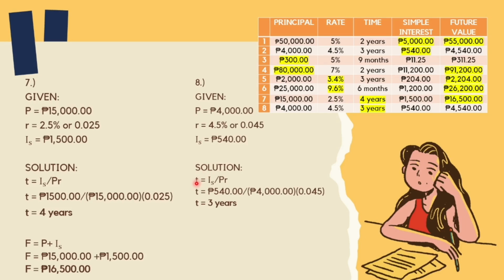Trying to solve for time, we are going to use this formula, which is simple interest divided by the product of principal and rate. So we have here time is equal to the simple interest of 540 divided by the principal 4,000 times the rate of 0.045. Once you solve that, you'll get an answer of 3. So the answer for this is 3 years.